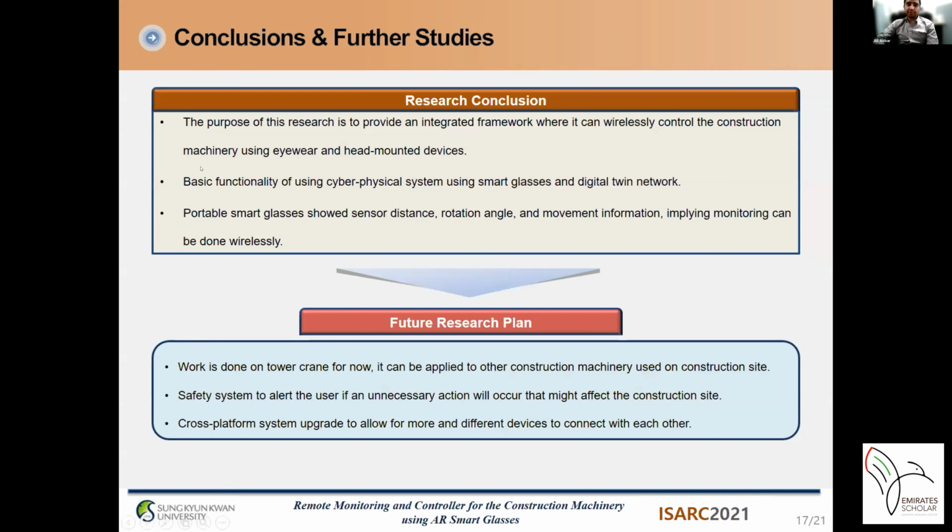So in conclusion, this paper presents an integrated framework where it can wirelessly control the construction machinery using eyewear and head-mounted devices. And the basic functionality of a cyber-physical system using the smart glasses and digital twin network is done. So when we did this paper, the portable smart glasses showed the sensor distance, the rotation angle, and the movement information. So this means that monitoring can be done wirelessly.